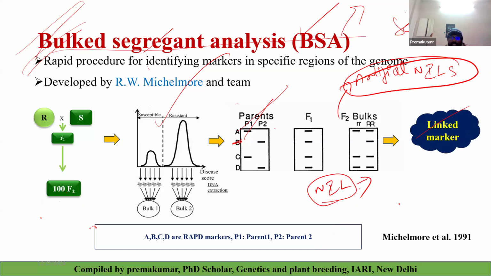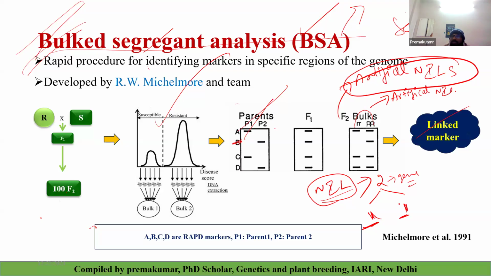What is NILs? Near isogenic lines. They differ by only some genes, two or three genes; the rest of the genome is the same. Means the genome of the two individuals is completely the same, but they differ in only two to three genes. That's why they are near isogenic. Your bulks also are artificial NILs.